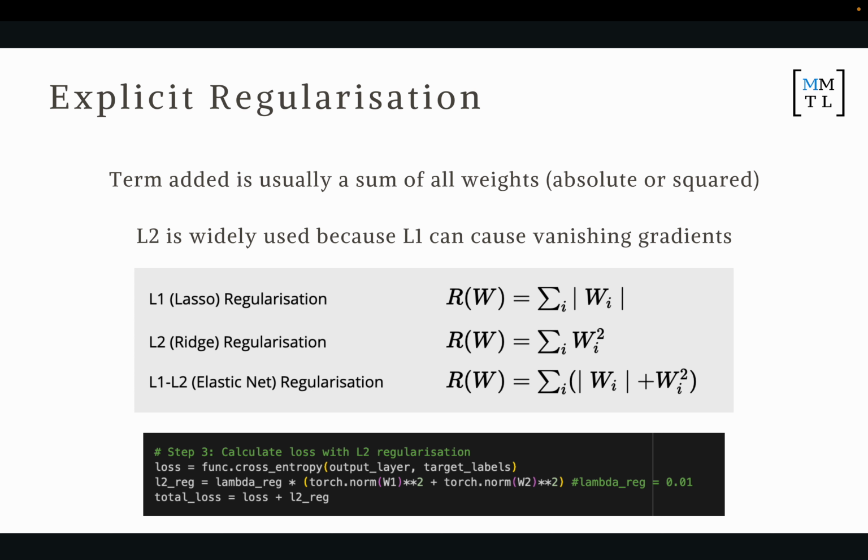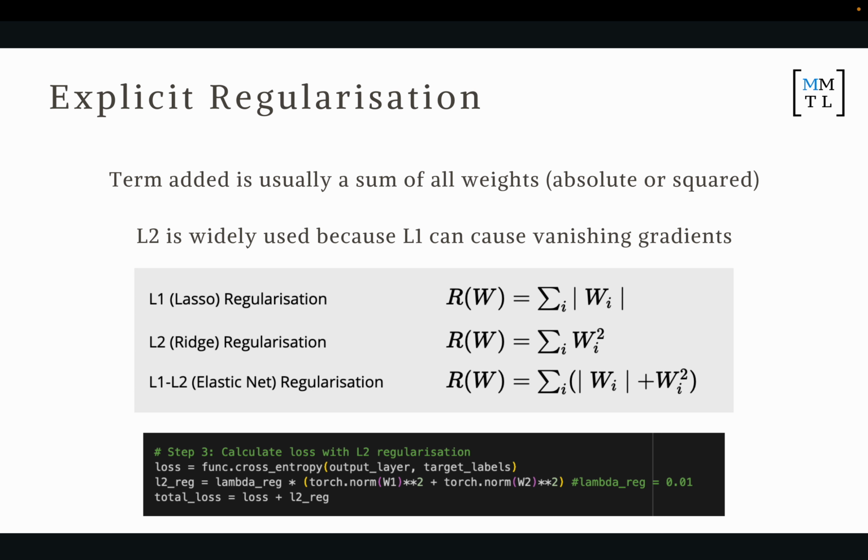So what do you usually add, right? It's usually a sum of all the weights. Someone I think tried that, and it worked really well. And there are multiple types that you might see around. L1 or lasso regularization is just an absolute sum of all the weights. L2 or ridge regularization is a square of all the weights. And L1 L2, which is called elastic net, is a sum of both L1 and L2. So an absolute plus the square.